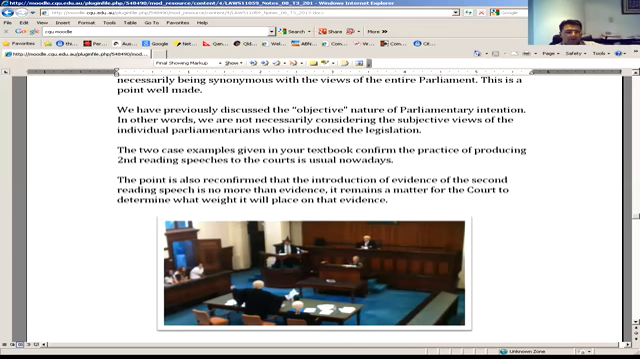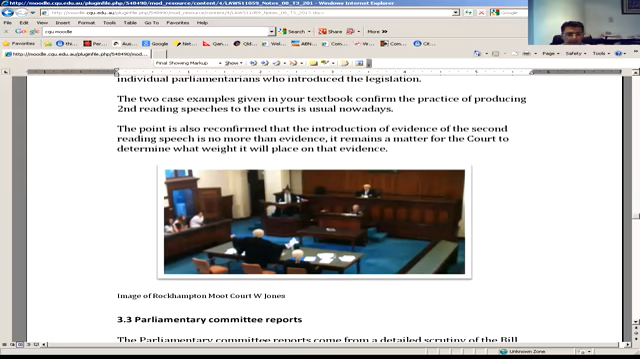We've previously looked at the objective nature of parliamentary intention. What we're talking about there is that you need to be very careful to make sure that it's the minister and not individual parliamentarians you're relying upon. Individual parliamentarians, even if they're members of the government as such, or members of the party that controls the House, they may not be articulating the exact views that the minister might be articulating as to the meaning of specific legislation.